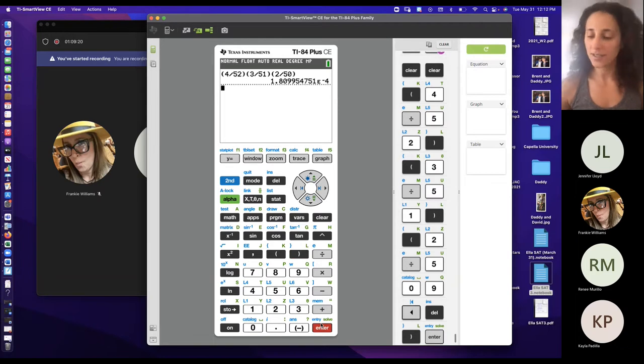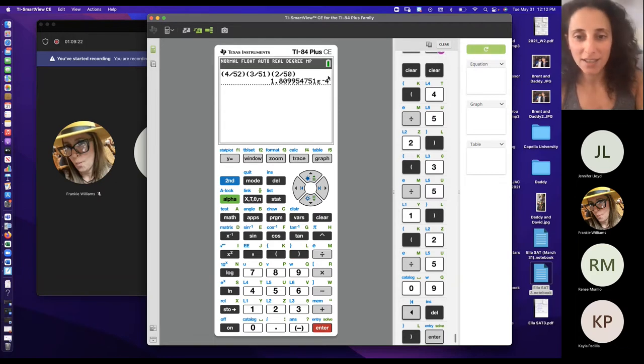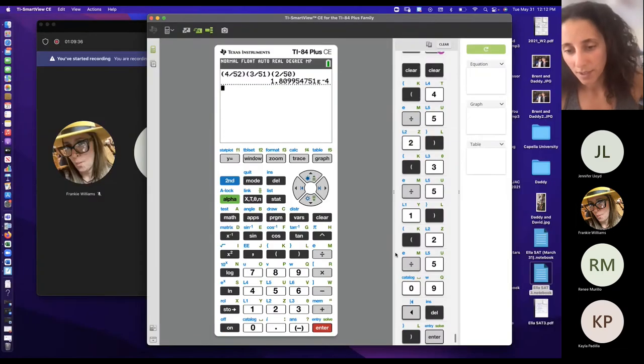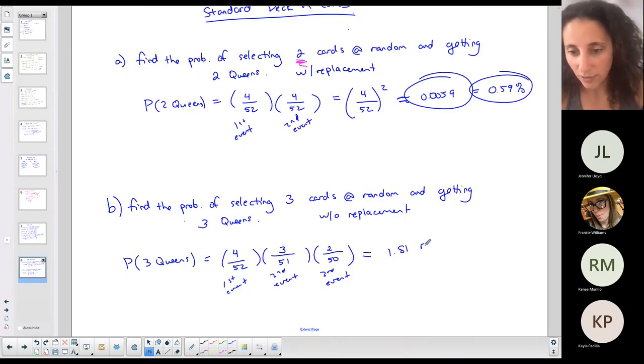Oh, perfect. Do you see this E thing? I'm going to write this out. You see this E thing? I'm going to say 1.81, because look, this is big numbers, so this is going to round up. 1.81. I'm going to put this E negative 4, show you what that means. 1.81, and you see this little E negative 4.